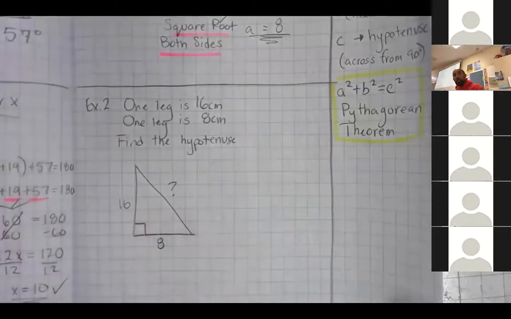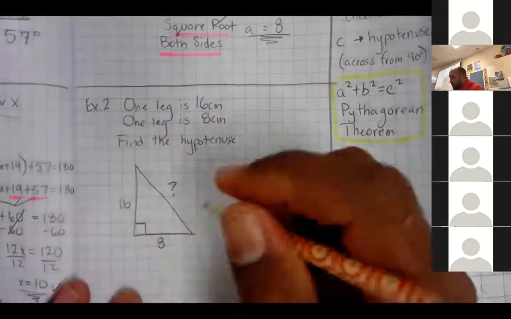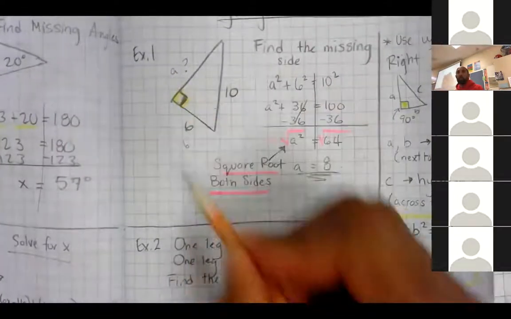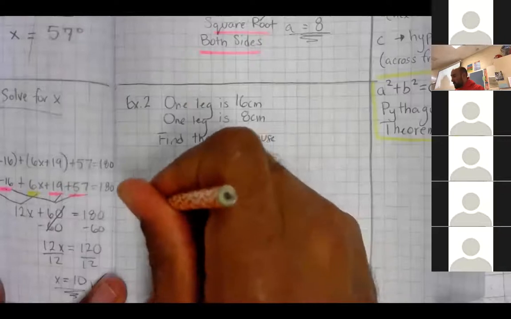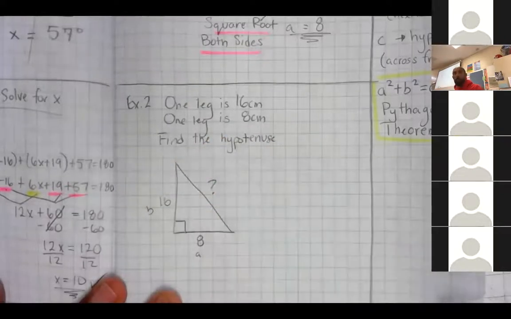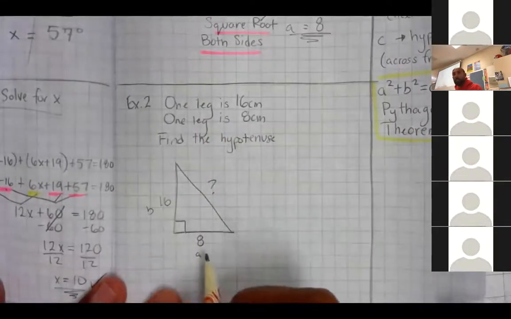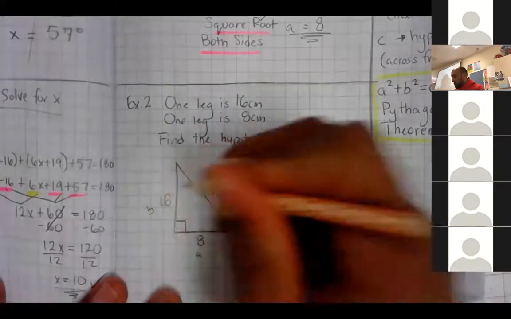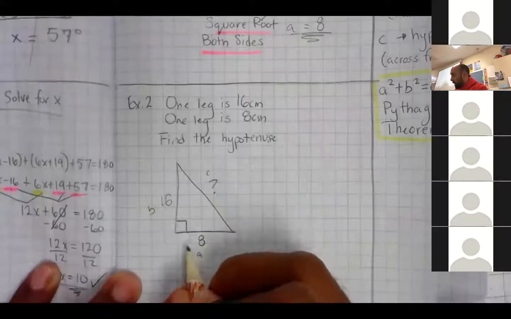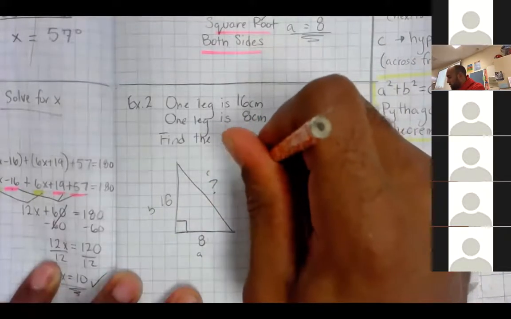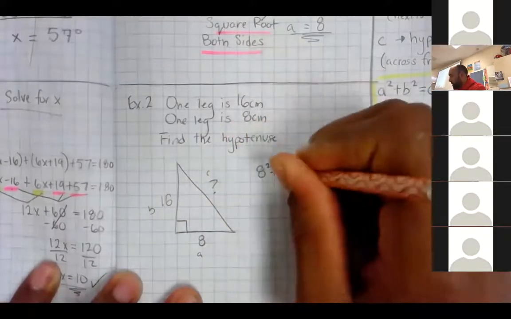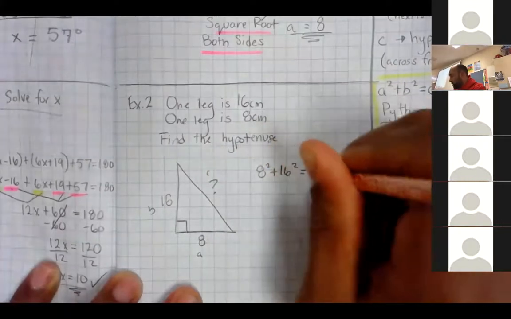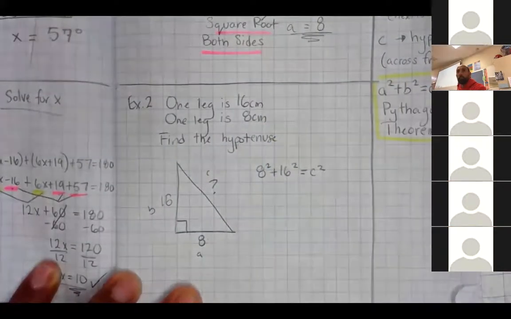All right, so again, just like before, let's label it. Last time I labeled this one A. I'm going to label this one B. Because again, it doesn't matter as long as A and B are the legs and C is the hypotenuse. Okay, so now we're going to do A squared plus B squared. So 8 squared plus 16 squared equals C squared.